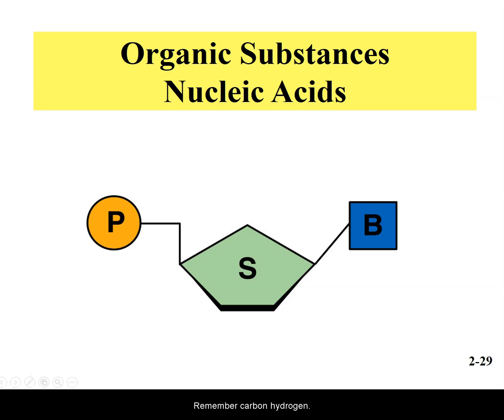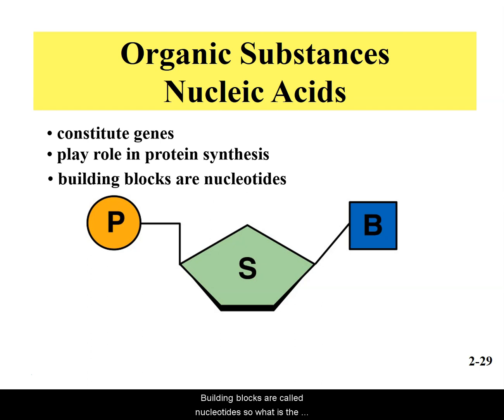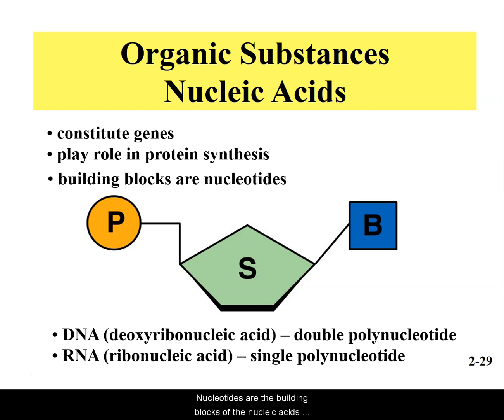Remember carbon, hydrogen, oxygen, nitrogen, and phosphate? Well, we need those for nucleic acids. The building blocks are called nucleotides. So what is the monomer of a nucleic acid? Nucleotides. The monomer of a nucleic acid is a nucleotide. Okay, general function is genetic code. Nucleic acids are composed of the building blocks called nucleotides.